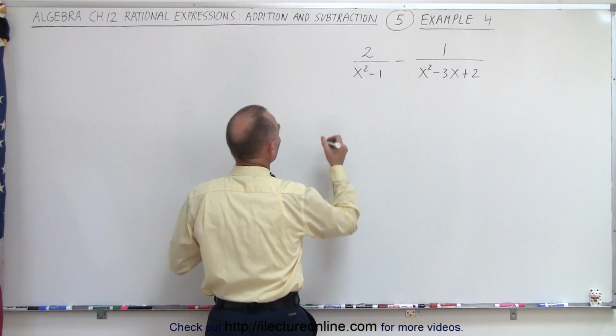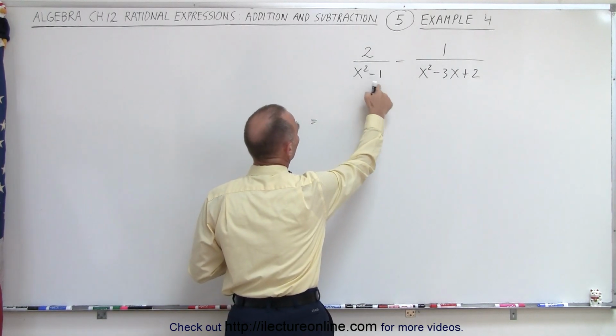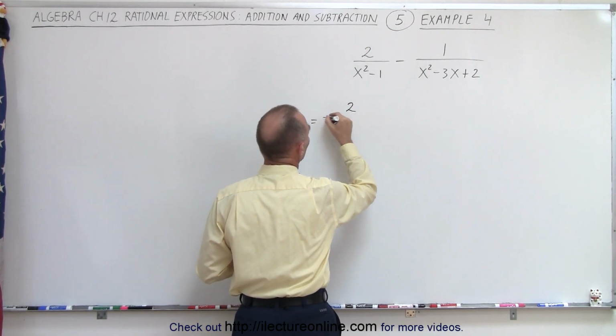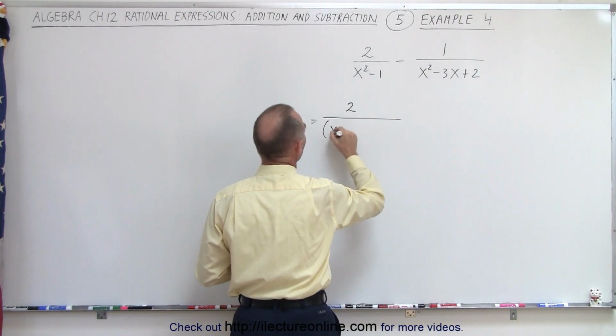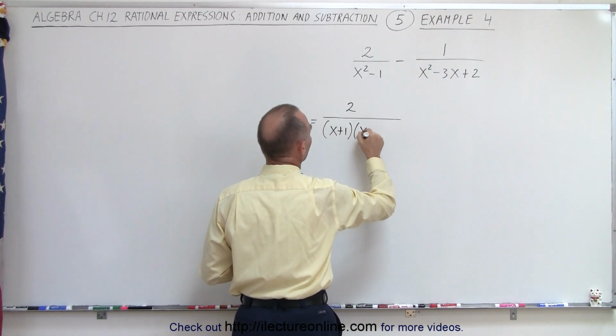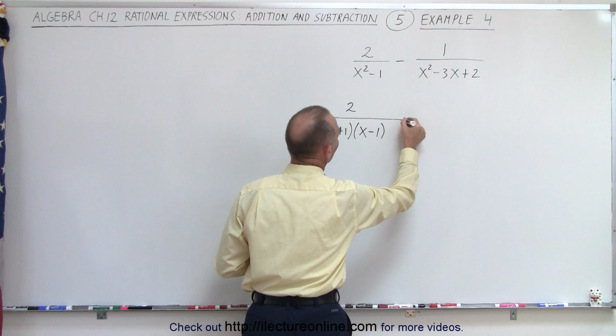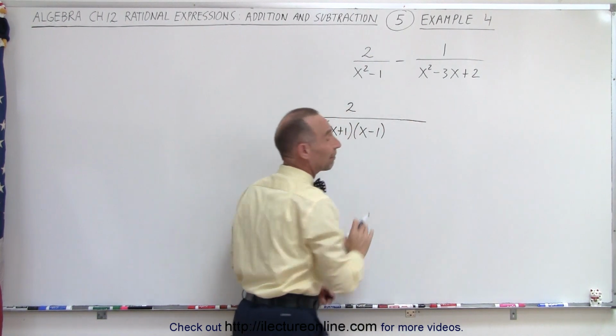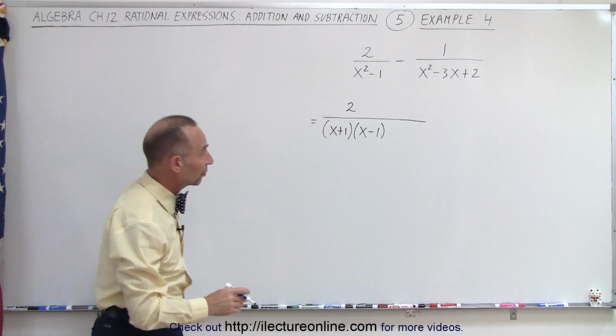So in the first one, notice that we have the difference of squares, so we write this as 2 divided by the quantity x plus 1 times x minus 1. And let's leave a little extra room here because we're going to have to put in the missing factors.